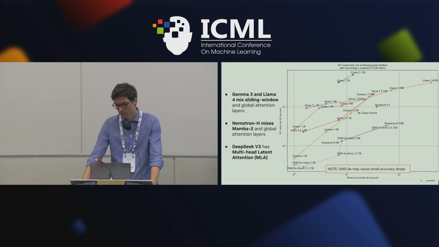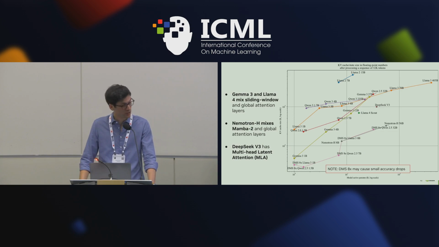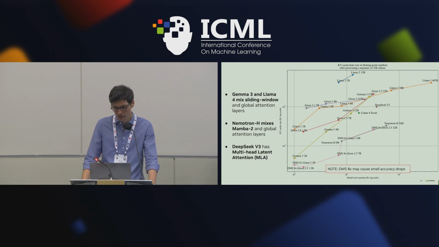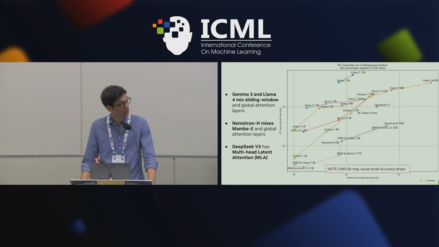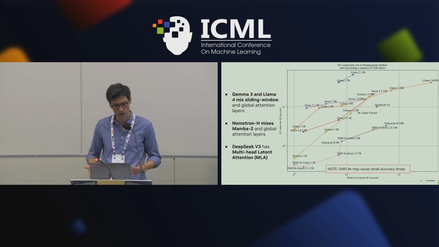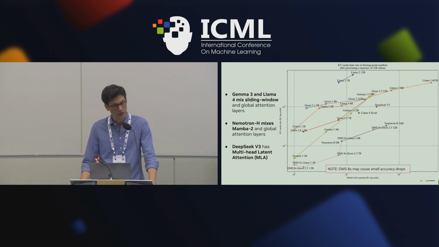Now, let me put all of this into perspective. So I've plotted a couple of models here. This is their KV cache size, log KV cache size, and on the x-axis you've got log model size. The KV cache for those models scales differently with sequence length, so I have arbitrarily chosen a sequence length of 32K tokens, just because for me, that's a good amount of reasoning.